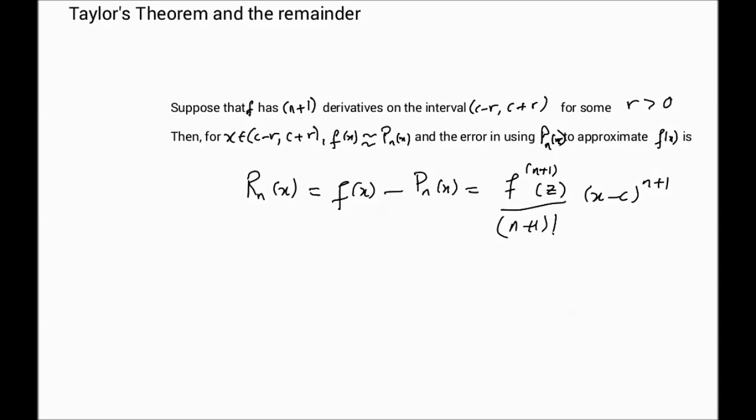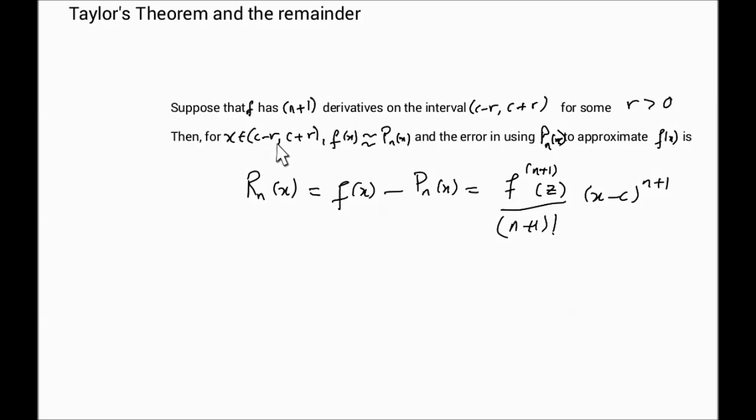Okay, so Taylor's theorem and the remainder. Basically, here's the statement of the theorem. Let's just go through it. It says suppose that f has n plus 1 derivatives on the interval c minus r to c plus r for some r greater than 0. And r, of course, we are referring to here is the radius of convergence.